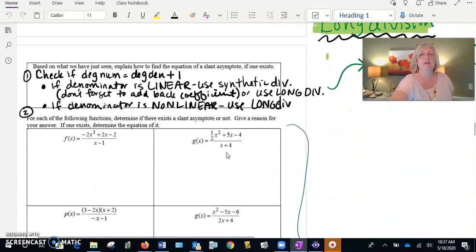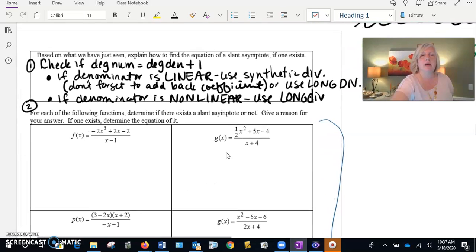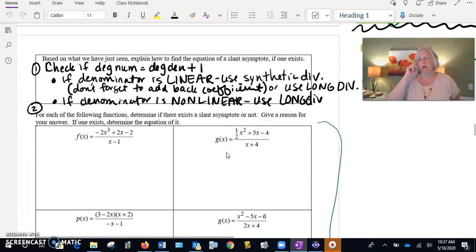Now, coming down here, what are we basically talking about? Number one is to check if the degree of the numerator is one more than the degree of the denominator. That's how we know that we have a slant asymptote. If it's linear, like it is here, you can use synthetic division, and that's typically the faster one. However, if there's a coefficient, you need to remember to add it back in. That's what we talked about just above.